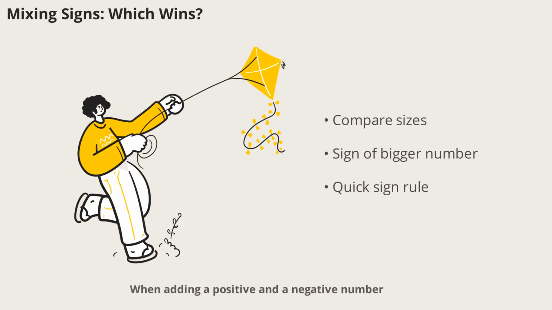When adding a positive and a negative number, the sign of the answer depends on which number is bigger. For example, negative 7 plus 4 equals negative 3 because 7 is bigger than 4 and it's negative. This rule helps you quickly determine the sign of your answer.